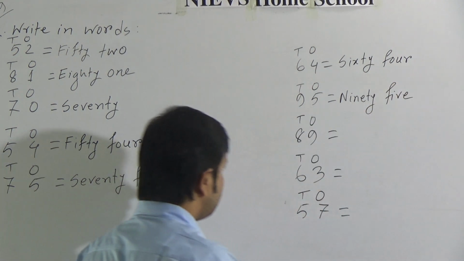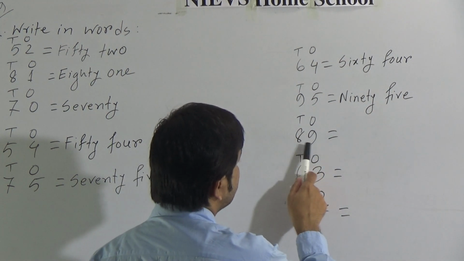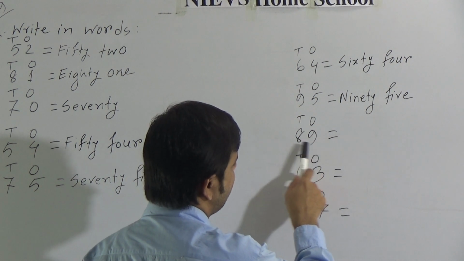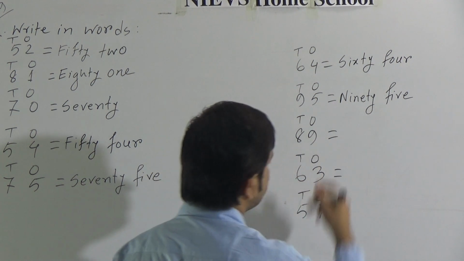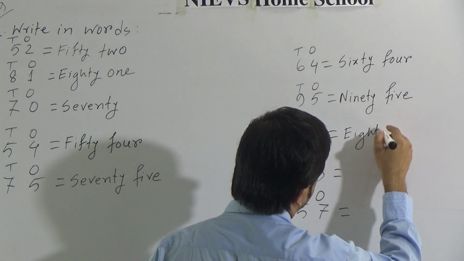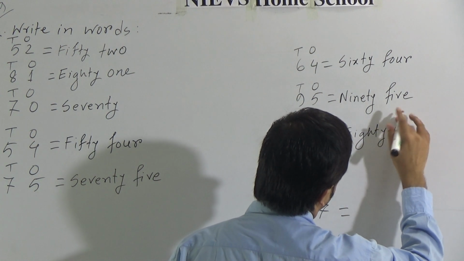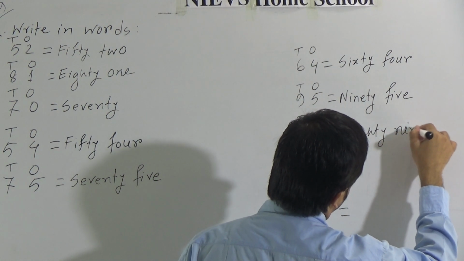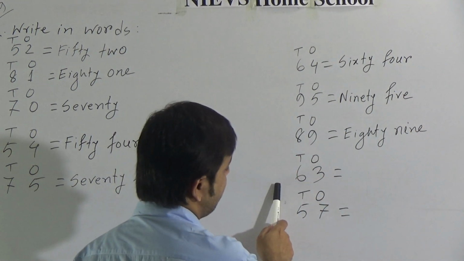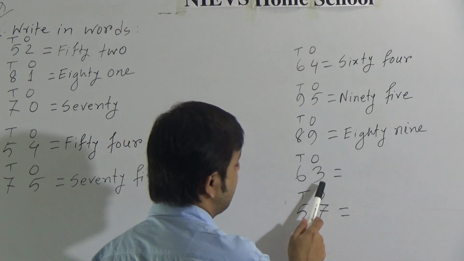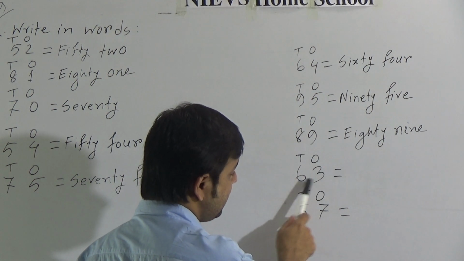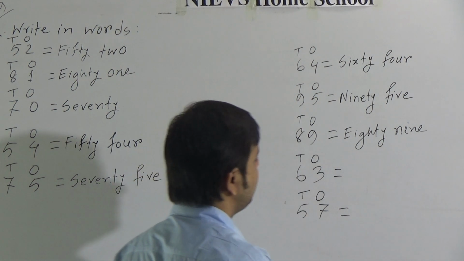See the next number. Here ones position is 9, tens position is 8. So, we can say 89. Okay, dear students, now see the next number. Here ones position is 3, tens position is 6. So, we can say 63.